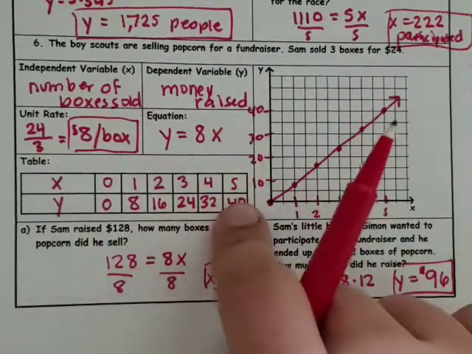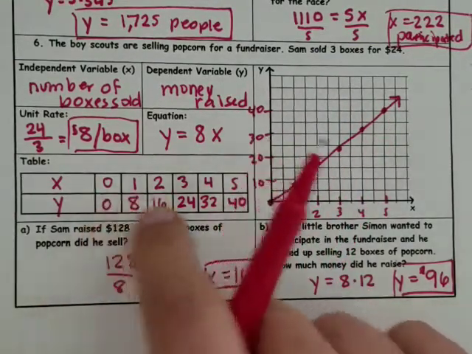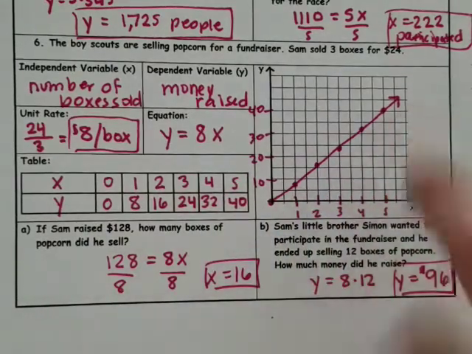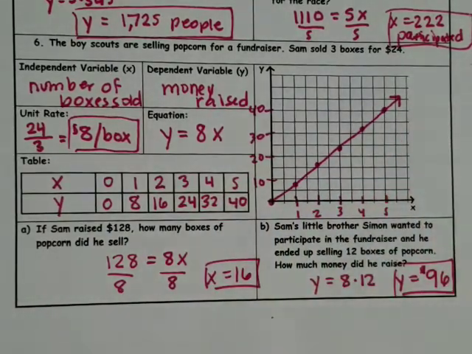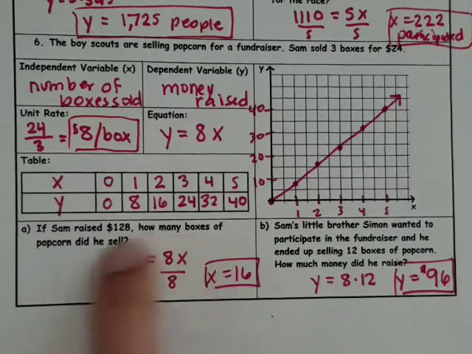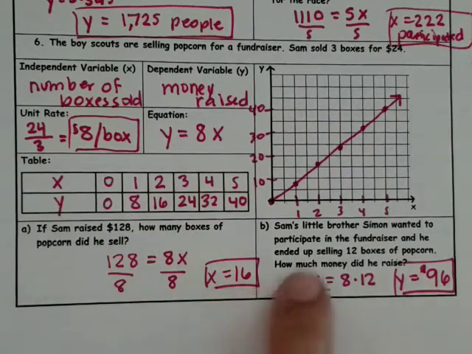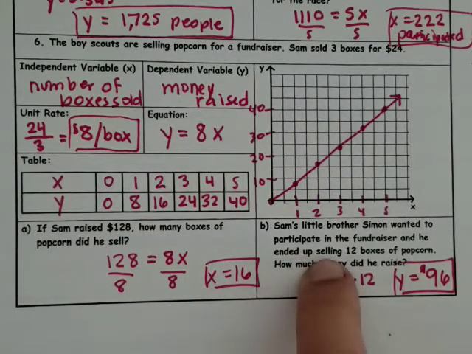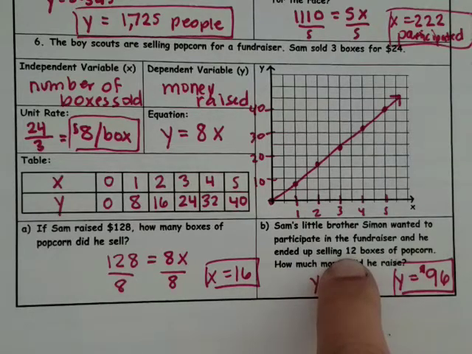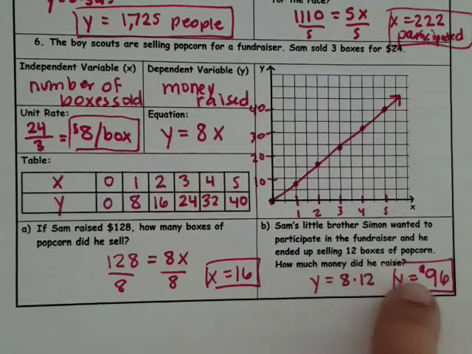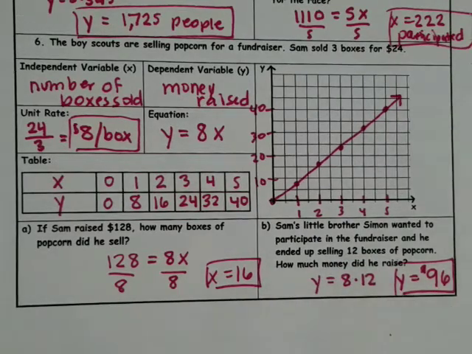And then here's my function table right here with my ordered pairs. I then graph them here. Then I answered some questions. If Sam raised $128, how many boxes of popcorn did he sell? 16. And then what if his brother sold 12 boxes? How much money did he raise? He raised $96 by selling 12 boxes.